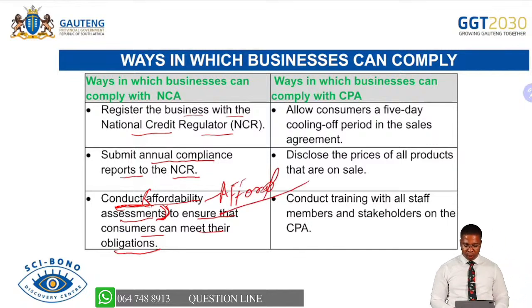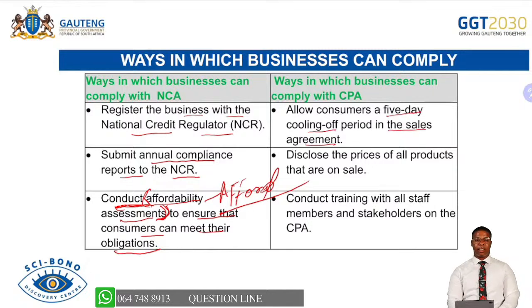Then, ways to comply with consumer protection. Allow consumers a 5-day cool-off period in the sale agreement. After a consumer has bought a product, allow that consumer a 5-day cool-off period. Disclose the prices of all products that are on sale. All products that are being sold should be displayed for consumers to enjoy their right, which is the right to choose. Not only products that are expensive should be displayed, but everything that is on sale should be displayed.